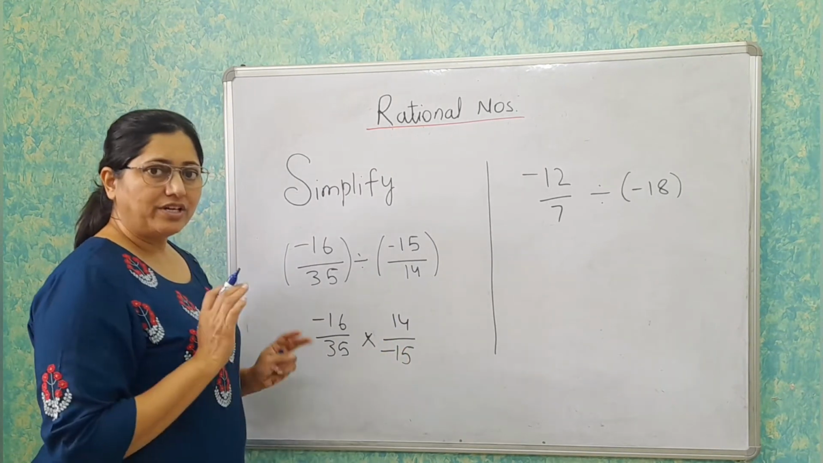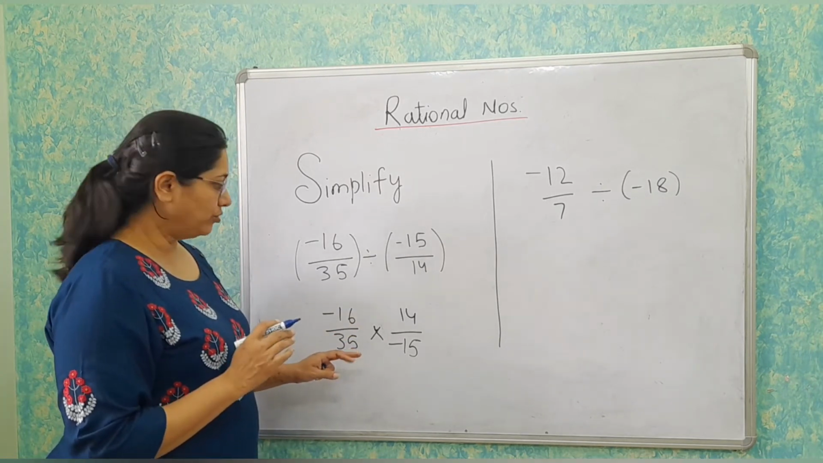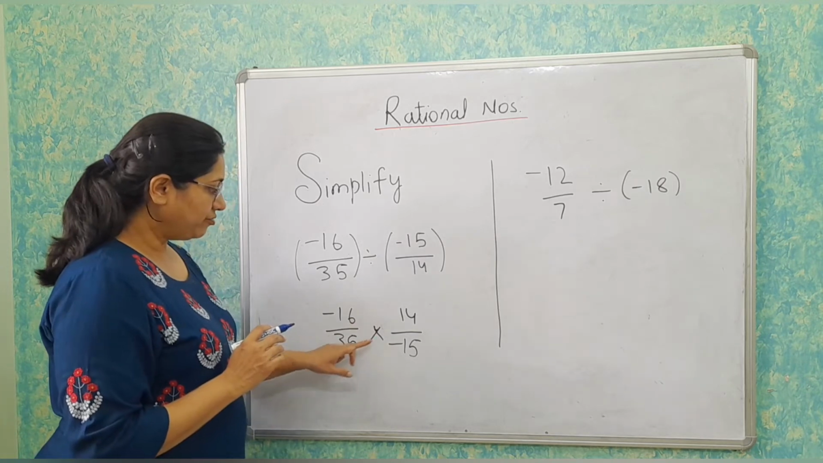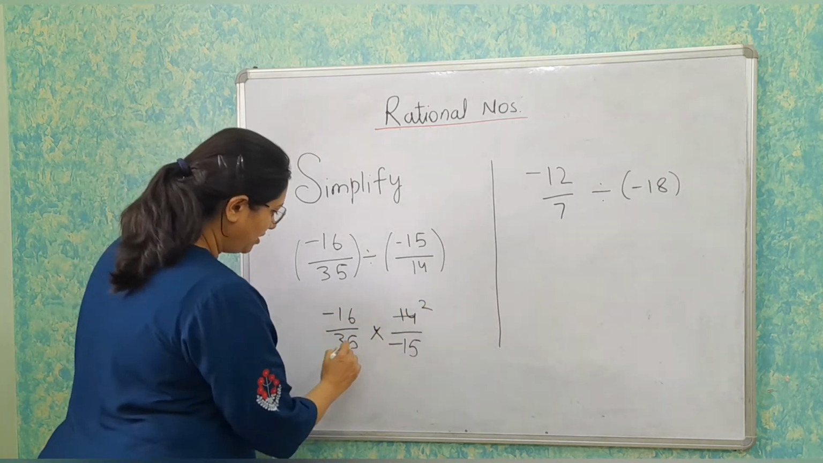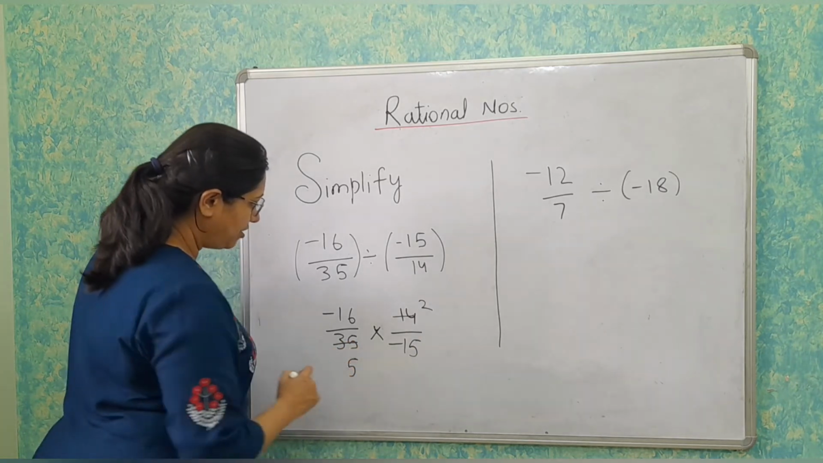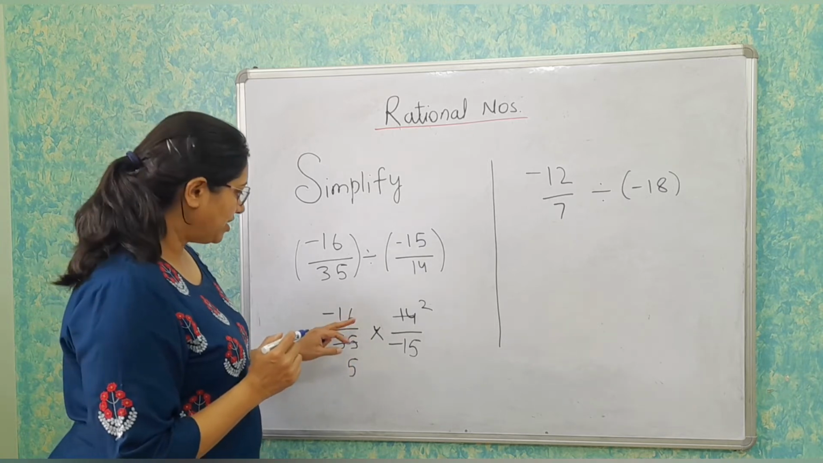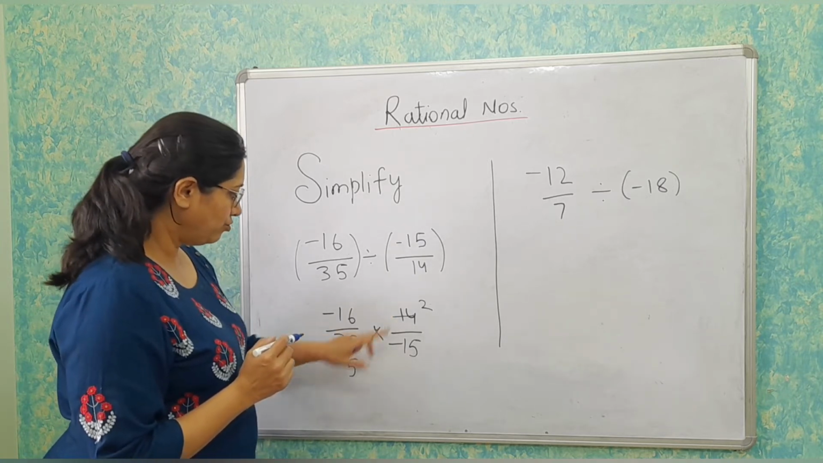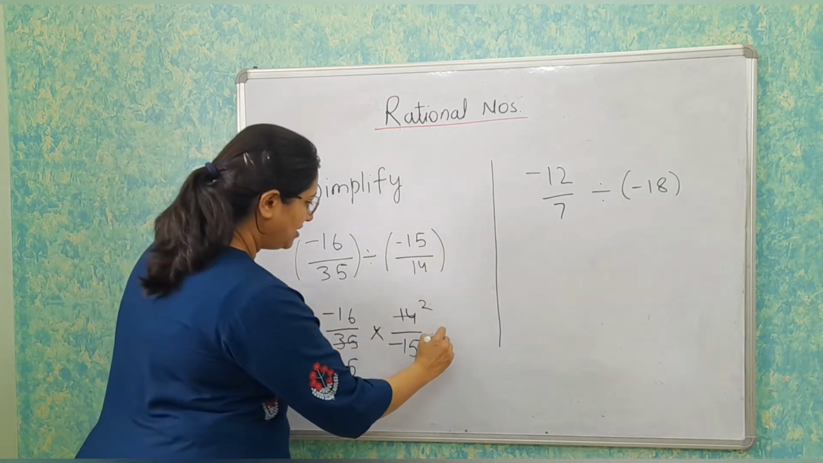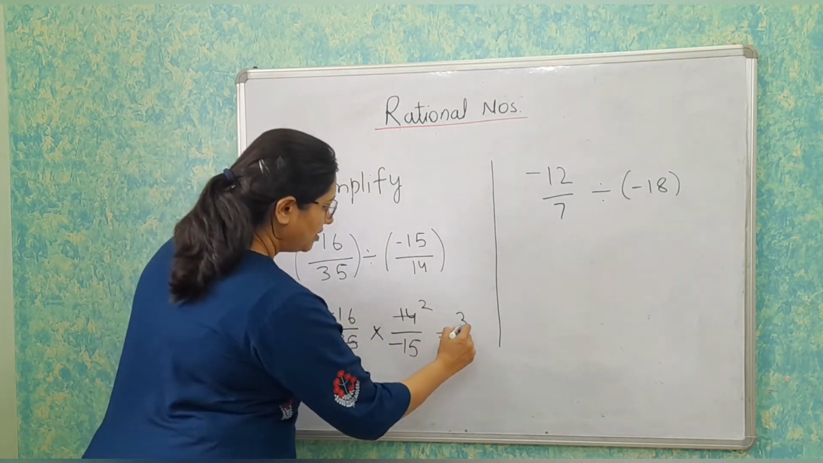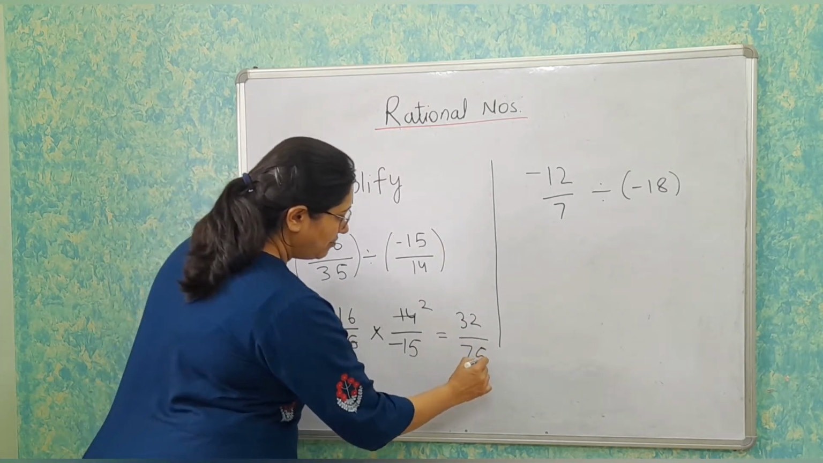Now I will find out, is there any common divisor which can divide numerator and denominator both? 14 and 35, both of them can be divided by 7. I can say 7 2s are 14 and 7 5s are 35. Now there is no common divisor which can divide 16, 15, 2 or 5. So I just have to multiply the numerator as it is. 16 2s are 32 and 15 5s are 75.